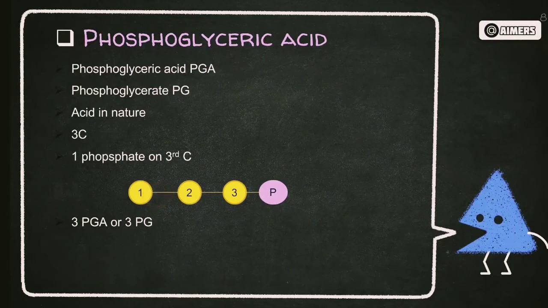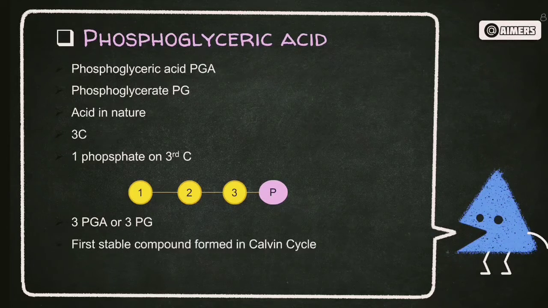So how many components have we studied? Ribulose bisphosphate, which was a 5 carbon carbohydrate, with phosphate groups on carbons 1 and 5. The second was rubisco, which was enzyme in nature, and third is phosphoglyceric acid, which is acid in nature and the phosphate group is present on the 3rd carbon. Now, do remember that we called Calvin cycle the C3 pathway because the first stable compound formed in Calvin cycle was a 3-carbon compound. So that 3-carbon compound is phosphoglyceric acid. As you can see, it contains 3 carbons.